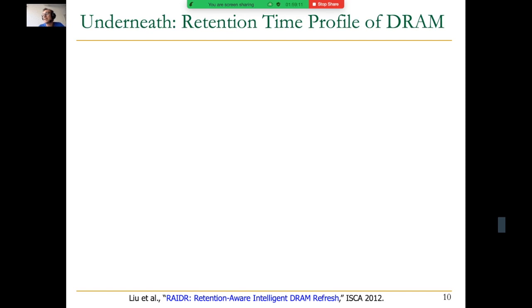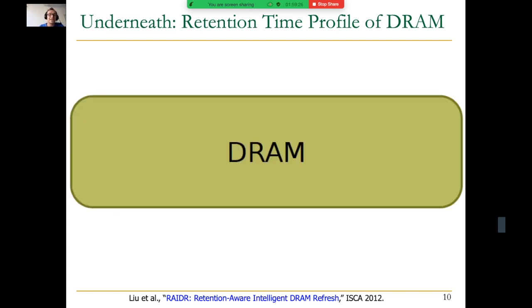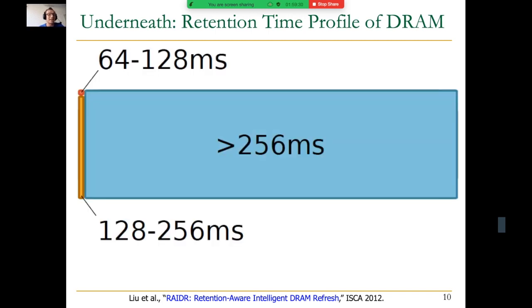And let me give you an example over here. So if we somehow magically figured out the retention time profile of DRAM cells, ask the question, how long can this DRAM cell retain data really, truly? You would get something like this. Well, you basically test every single DRAM cell and you would get something like this. So today we're refreshing everything every 64 milliseconds, but that's really a worst case assumption.